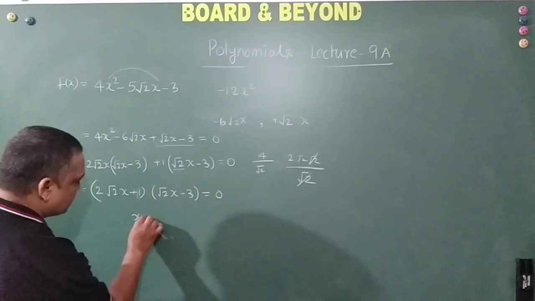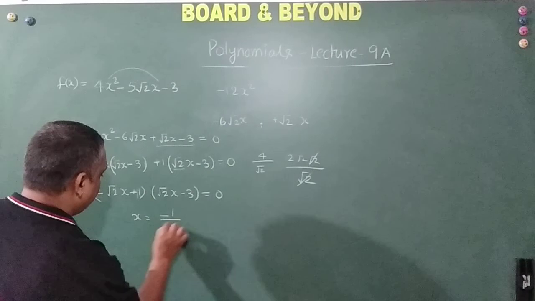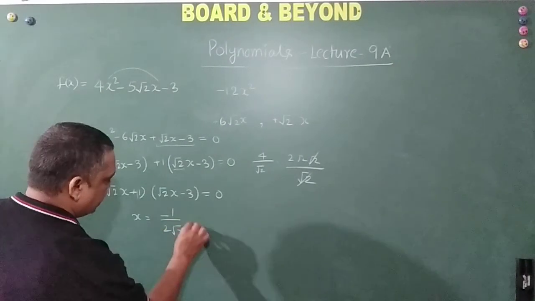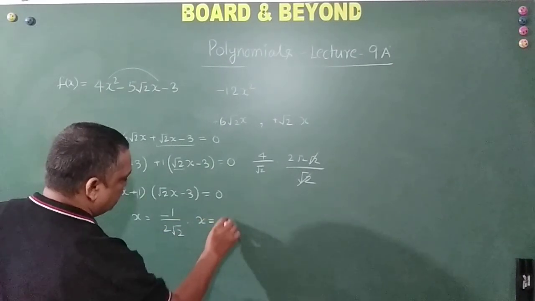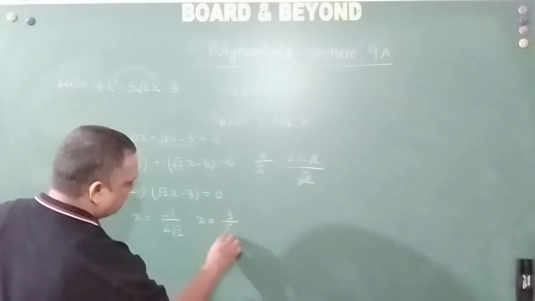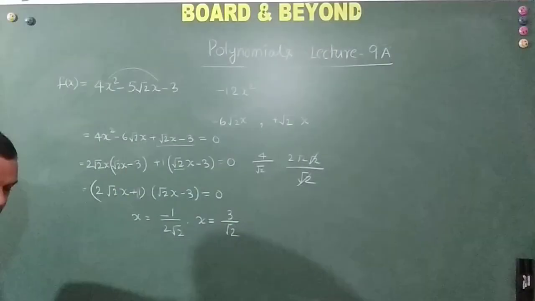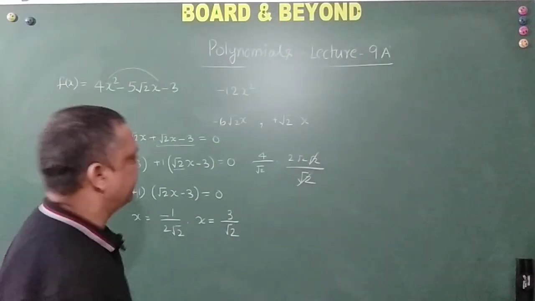So this is x is equal to minus 1 by 2 root 2 and x is equal to 3 by root 2. Okay. So we have got our alpha and beta, friends, right?